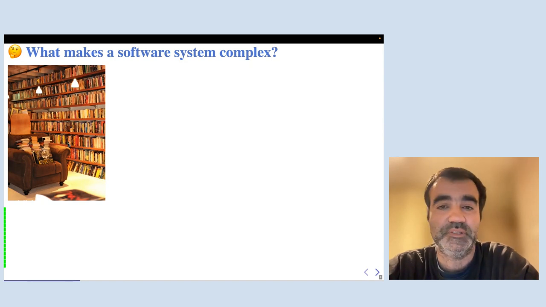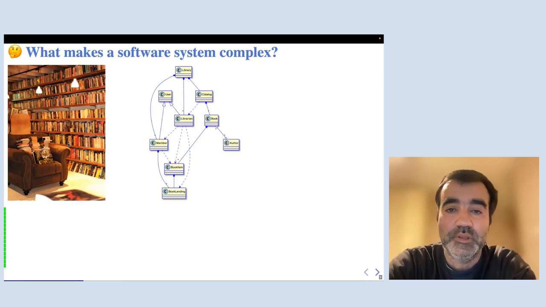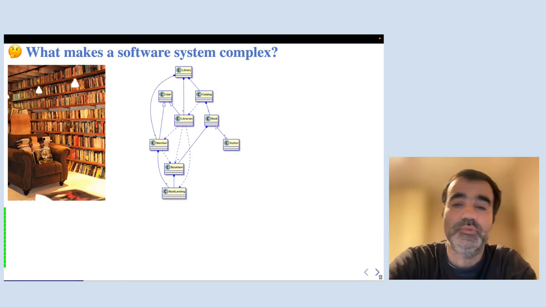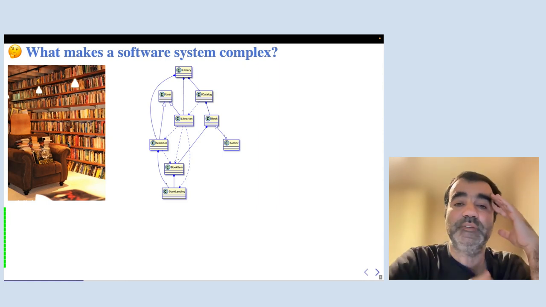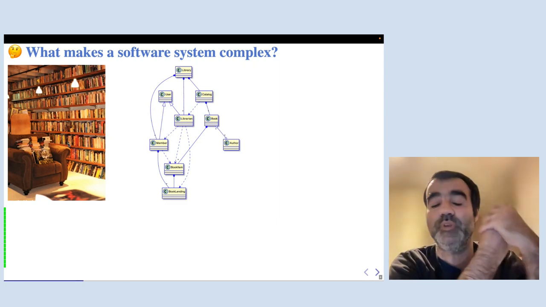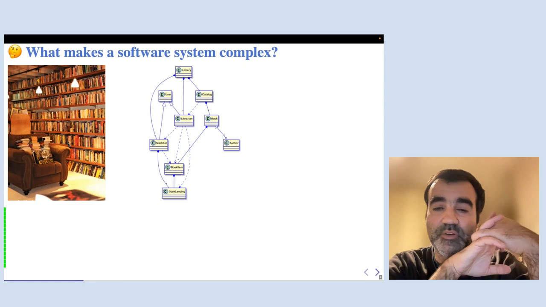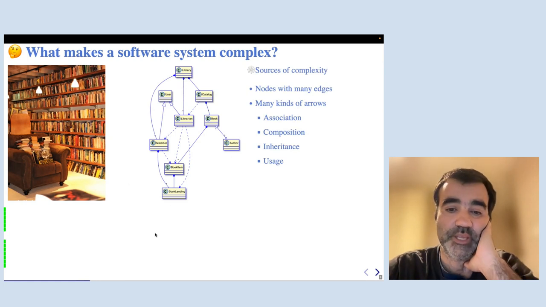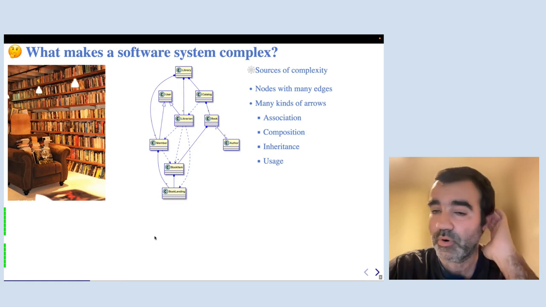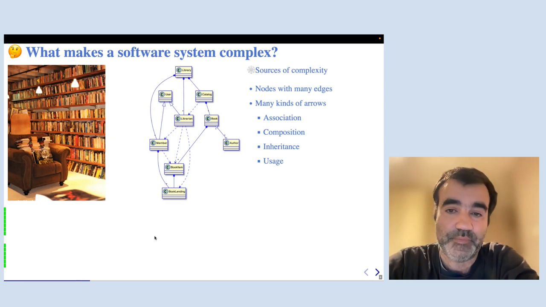A standard information system. If you are not a super advanced object-oriented programmer, you'll probably come up with a class diagram similar to the one on the screen. So multiple entities: librarian, user, catalog, book, author, book item, etc. And from my experience, usually traditional object-oriented programming systems tend to be very, very intertwined. All the objects are related together. There are many, many rows, many edges, many connections, and it makes the system complex because we tend to have nodes with many edges. And also we have many kinds of arrows. You know, we have association, we have composition, we have inheritance, we have usage, and it makes the system hard to understand and hard to maintain.